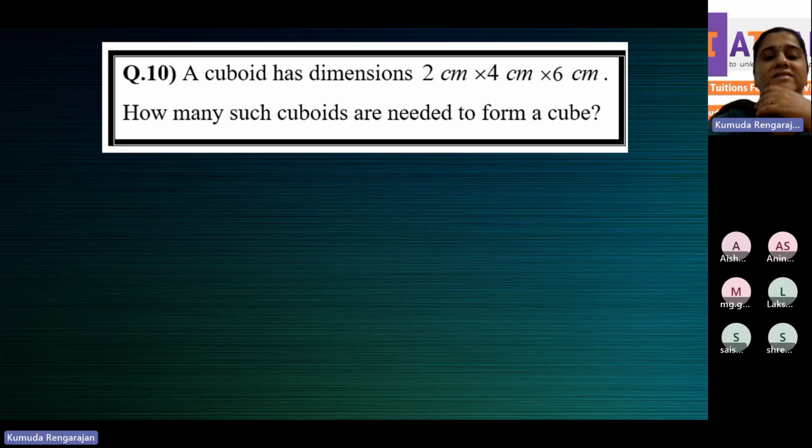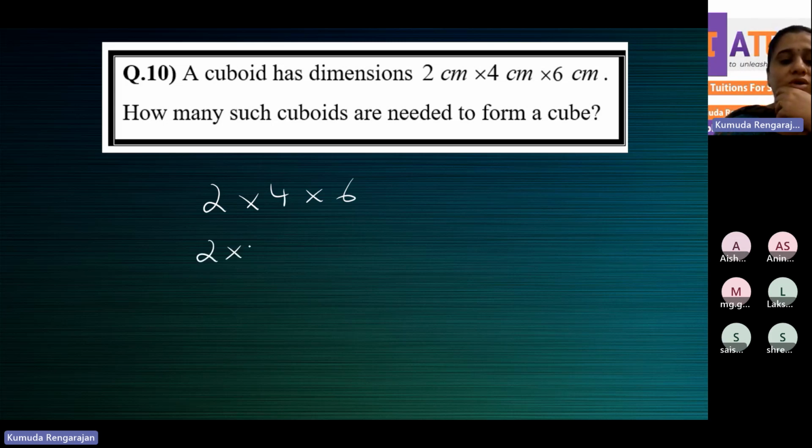A cuboid has dimensions 2 by 4 by 6 centimeters. How many such cuboids are needed to form a cube? So I'll show you the answer slide. We'll just understand this. So 2 into 4 into 6. This is 2 into 4 is 2 into 2 and 6 is 2 into 3. So this is 2 cubed and this 1, 2 and 1, 3.